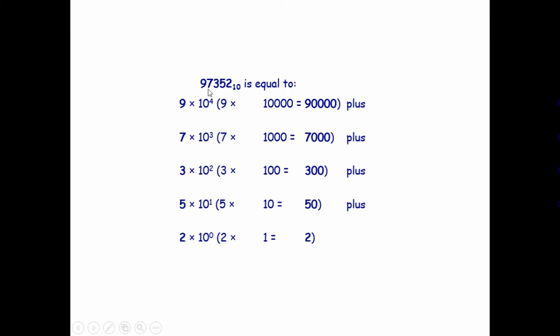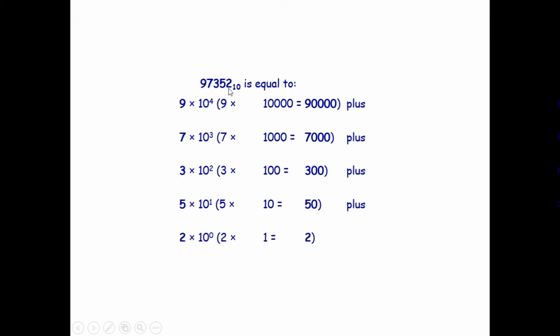We said 97,352 in base 10 was the same as saying 9 times 10 to the power of 4, which is 9 times 10,000, 90,000, plus 7 times 10 to the power of 3, or 7,000, plus 3 times 10 to the power of 2, or 300, plus 5 times 10, plus 2 times 10 to the power of 0, which is 1. Anything to the power of 0 is 1, so 2 times 1 is 2.